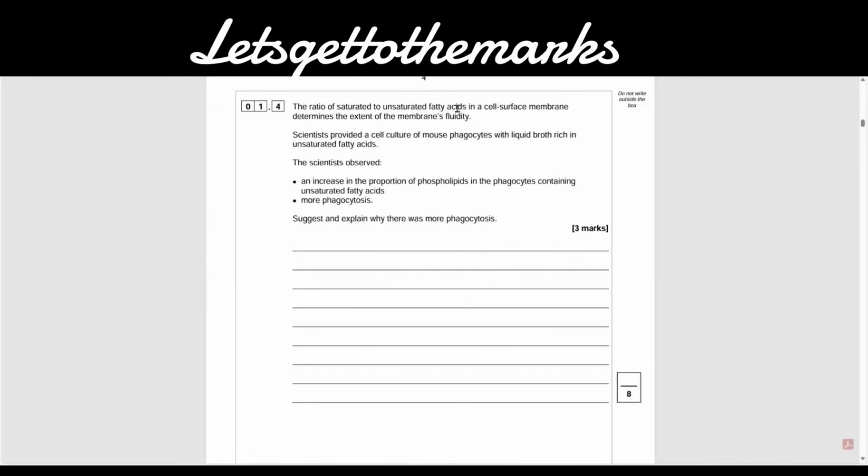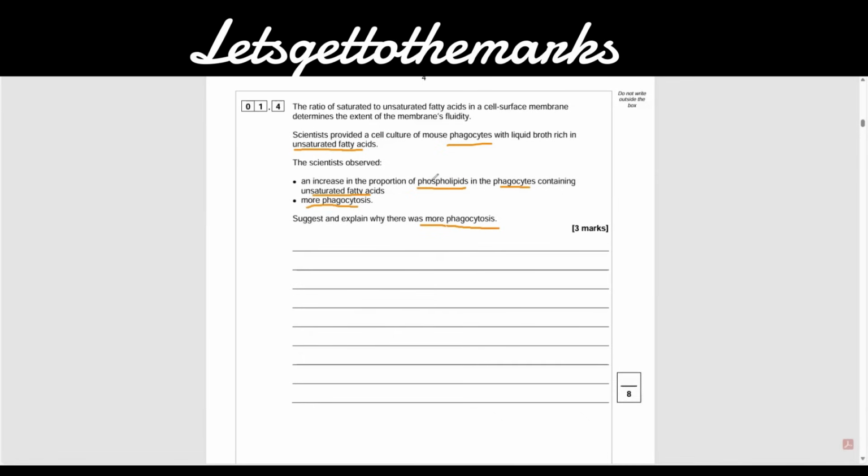1.4, this is a really hard question actually. The ratio of saturated fatty acid to unsaturated fatty acids in cell surface membranes determines the extent of the membrane's fluidity. Scientists provide a cell structure of mouse phagocytes with liquid broth rich in unsaturated fatty acids. The scientists observed an increase in the proportion of phospholipids in phagocytes that have unsaturated fatty acids. So if you have phospholipids, you tend to have unsaturated fatty acids. Suggest and explain why there is more phagocytosis.